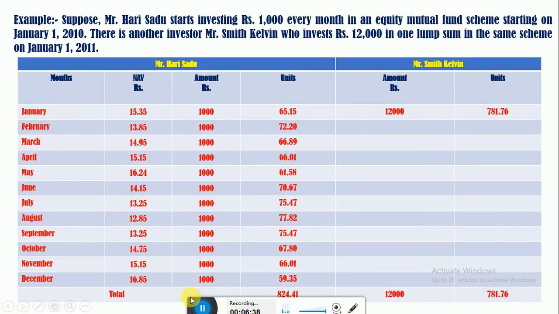Altogether, for these 12 months combined, he got 824.41 units, Hari Sadhu. And Smith Calvin, who has invested 12,000 in lump sum, got 781.76 units.